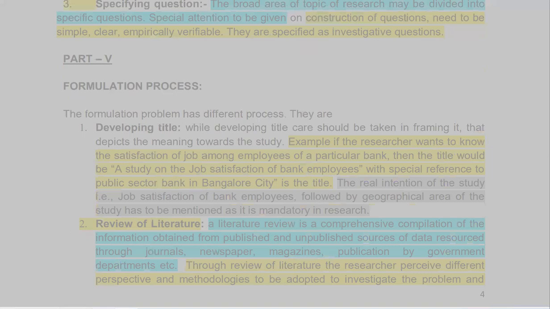3. Specifying question. The broad area of the topic of research may be divided into specific questions. Special attention is to be given to the construction of questions, which need to be simple, clear, and empirically verifiable. They are specified as investigative questions.